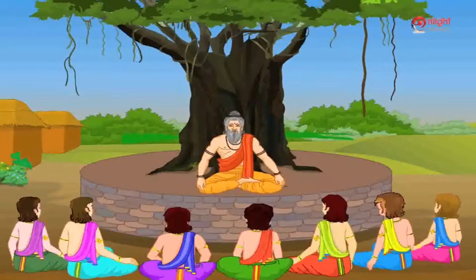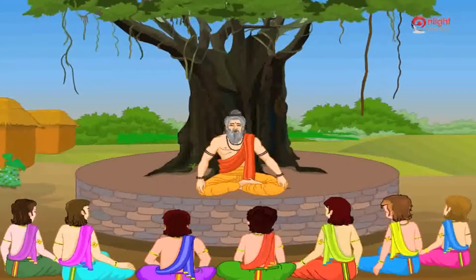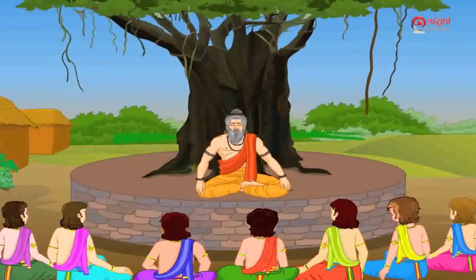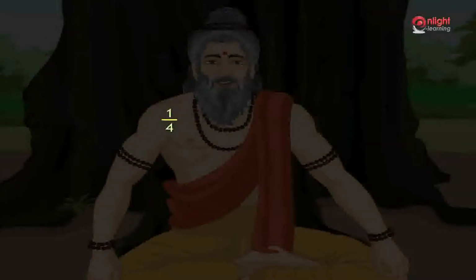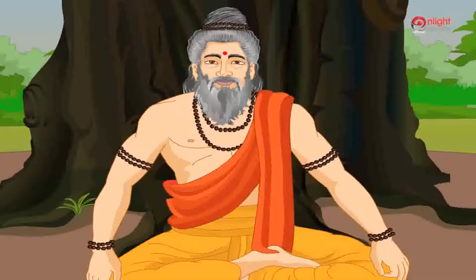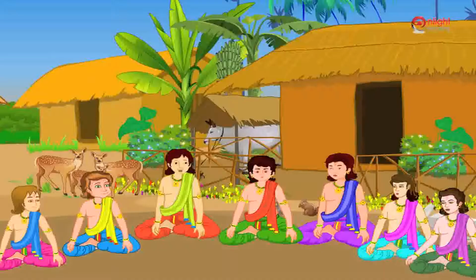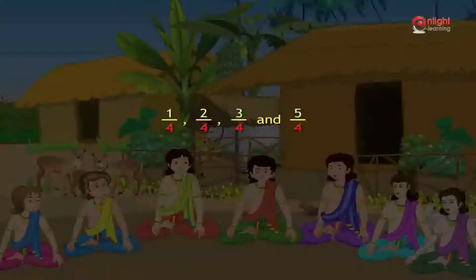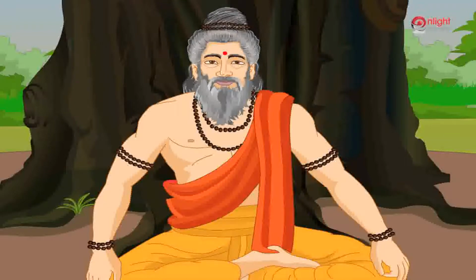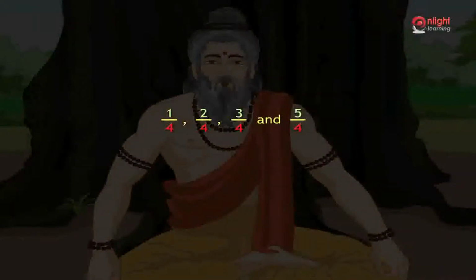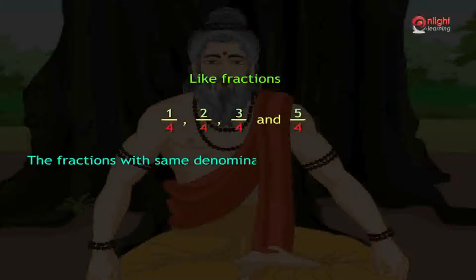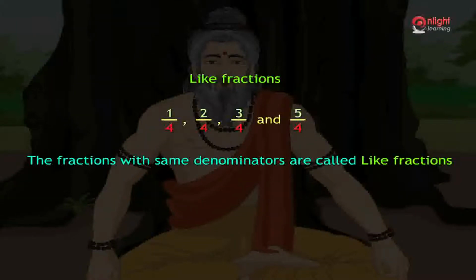Children, to compare fractions, first you have to know what like and unlike fractions are. Consider the fractions 1 by 4, 2 by 4, 3 by 4 and 5 by 4. Children, what are the denominators of these fractions? Guruji, all the fractions have the same denominator 4. Yes, all the fractions have 4 as denominator. Such fractions are called like fractions. That is, the fractions with the same denominators are called like fractions.